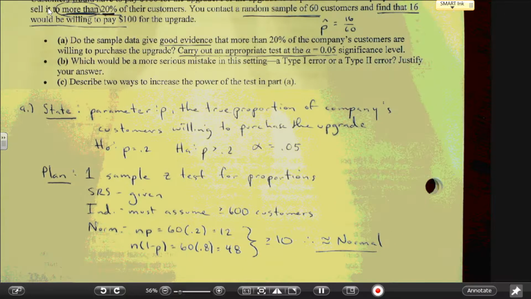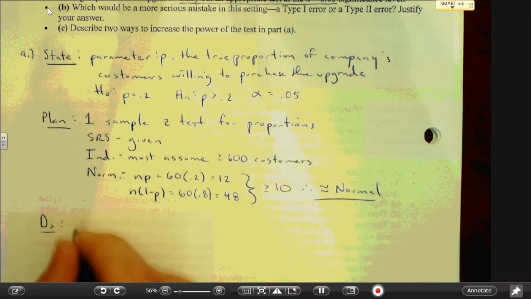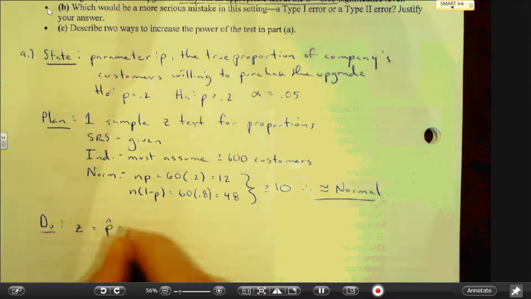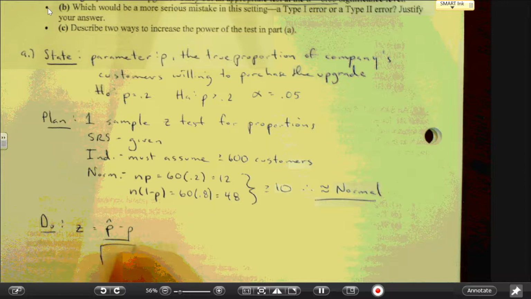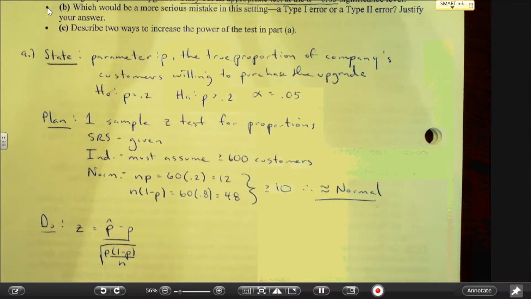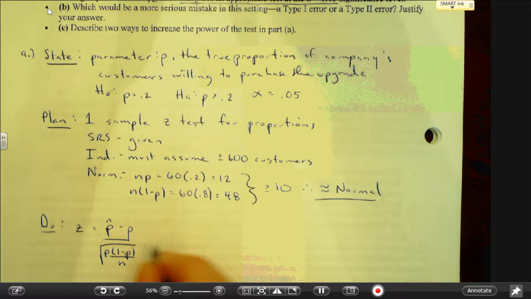All right. Then we move on to our do step. In our do step, we're going to calculate the test statistic Z, which the formula is p hat minus p divided by the square root of p times 1 minus p over n. Because this is a significance test, we use the p to find the standard deviation rather than the p hat that we would use in the confidence interval.